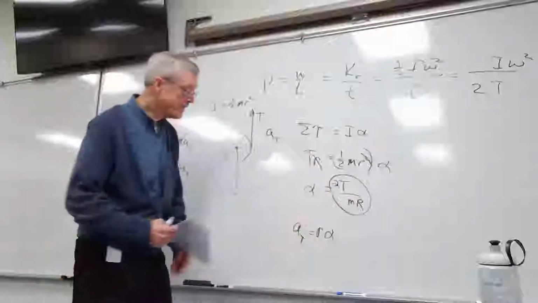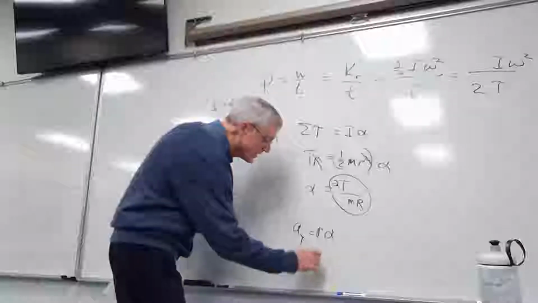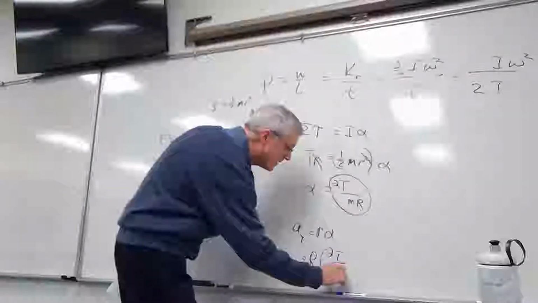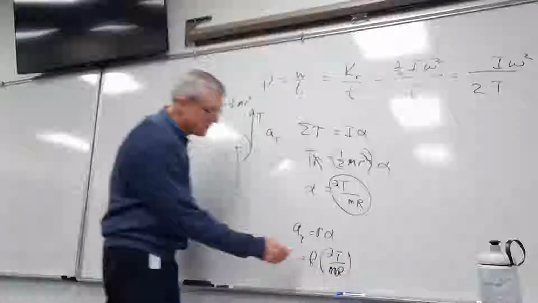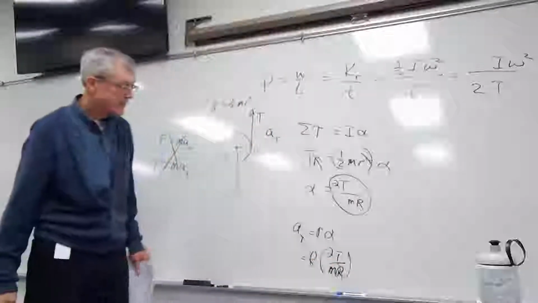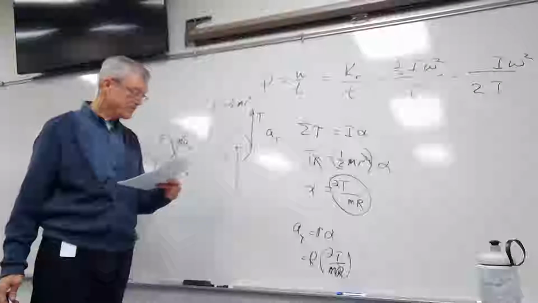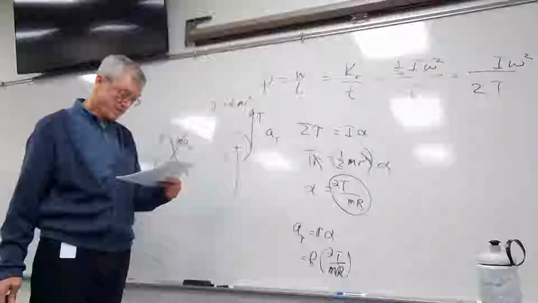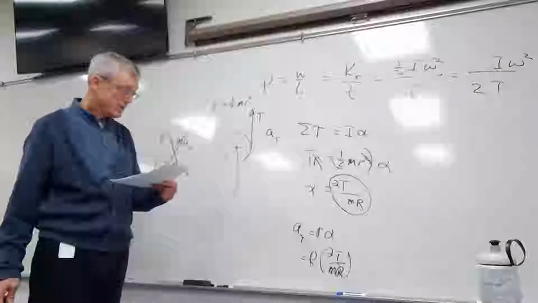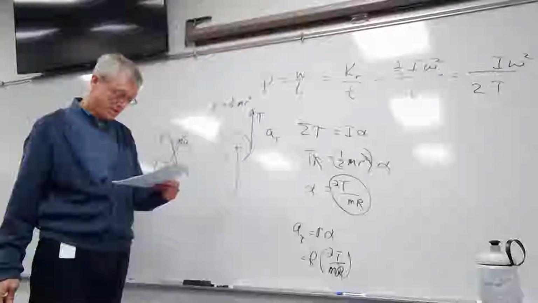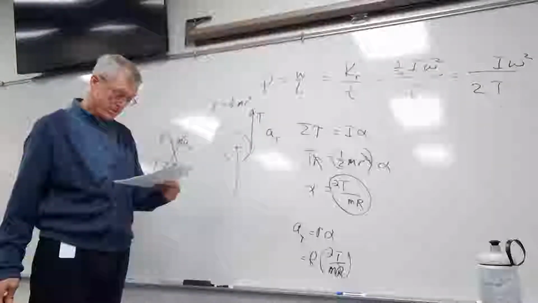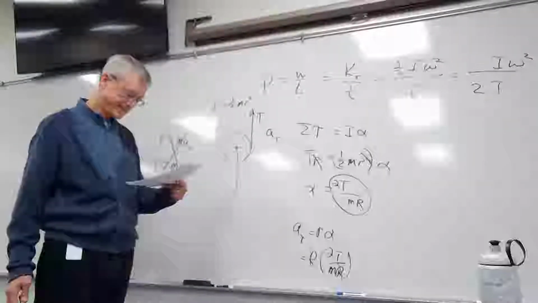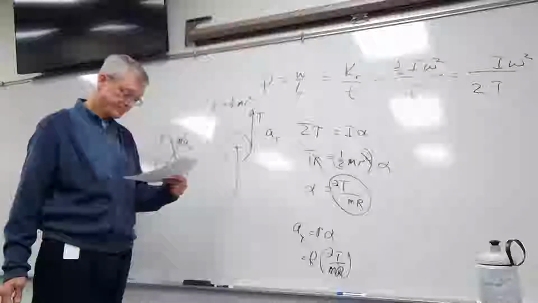Now if I plug that in here, I get R times alpha, and alpha is 2T over MR, and so that's going to give me the right answer. The R's cancel. I get 2T over M. No, I don't. What did I do wrong now? Oh, I left out G. I left out something again. Really?